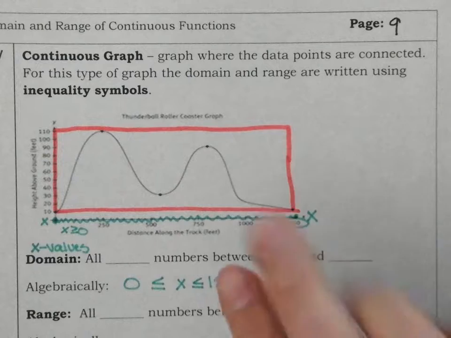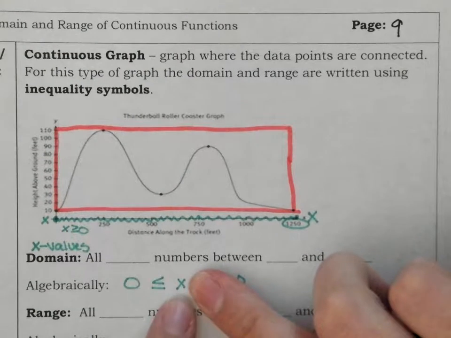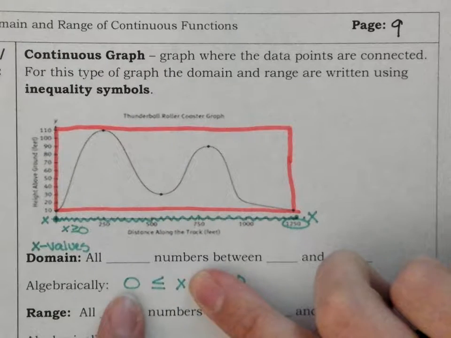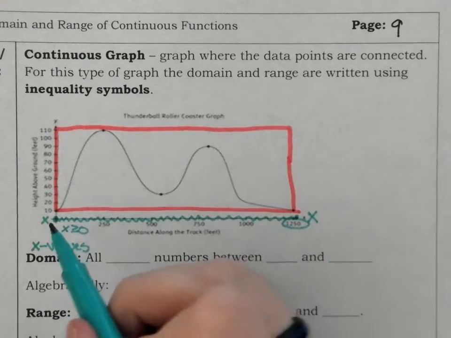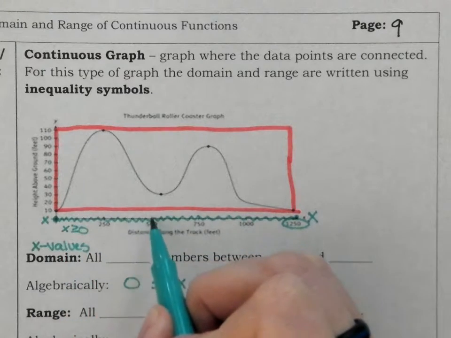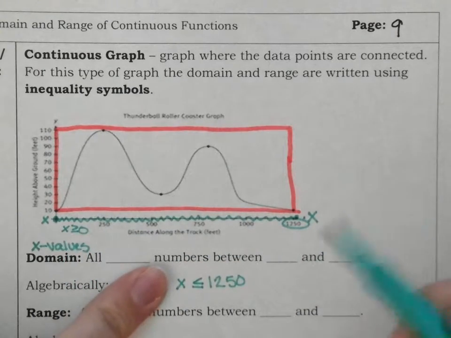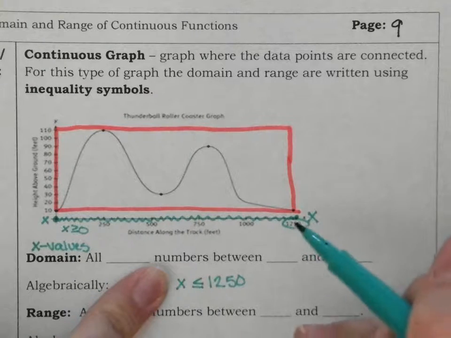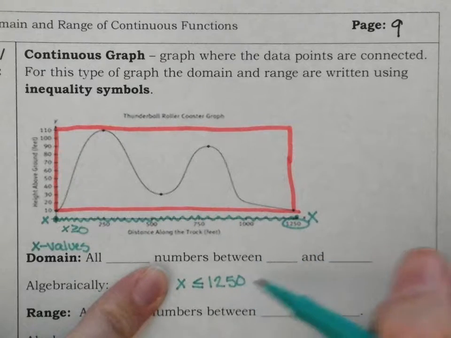And really we would read it from the center. We would cover this up and we would say x is greater than or equal to 0, which is true. x is bigger or equal to 0. And then if I cover up this side, I'm also saying x is smaller than or equal to 1250.